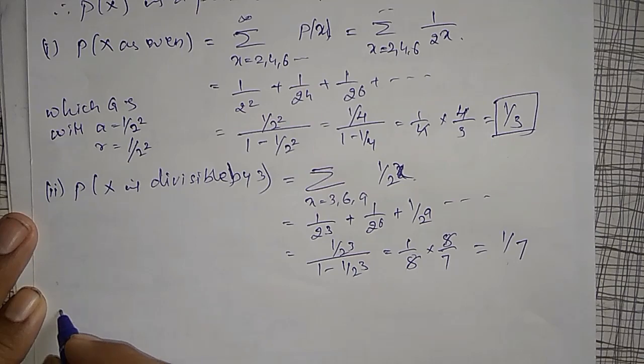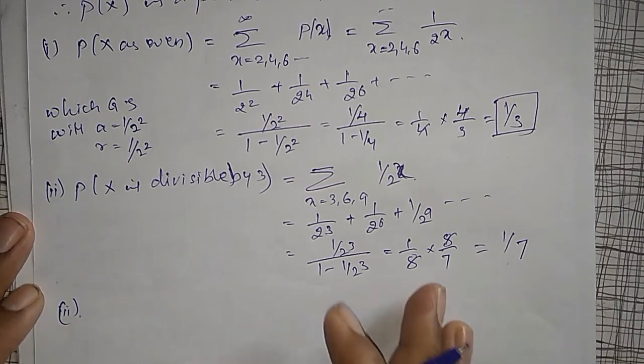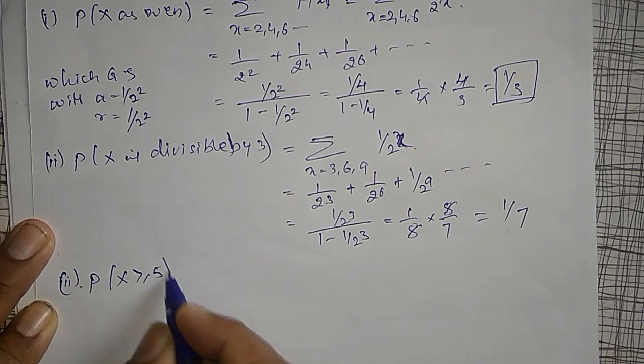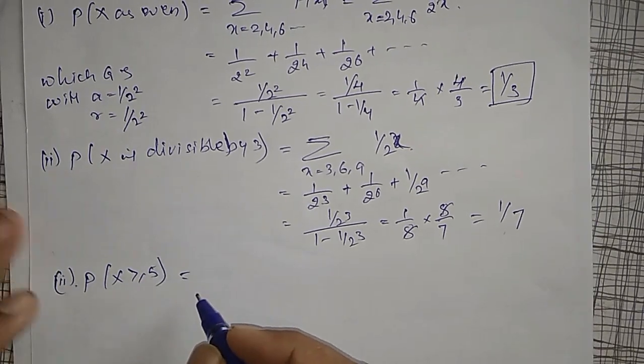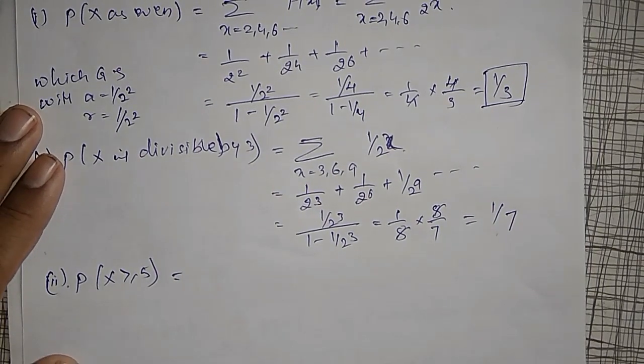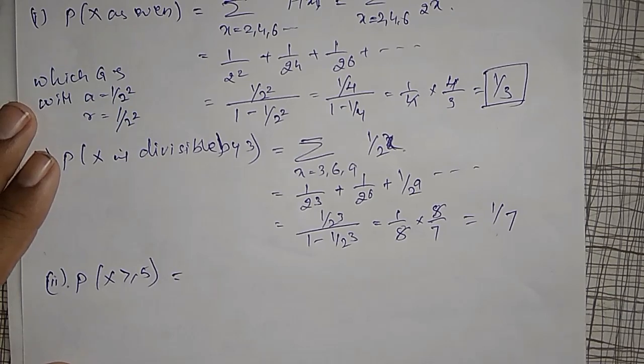Last one, the third one, is P of x greater than or equal to 5, which I have to calculate. For that, it is 1 by 2 raised to 5, 1 by 2 raised to 6, and so on, but the simplification will become very lengthy. That's why I will solve this one using both methods.